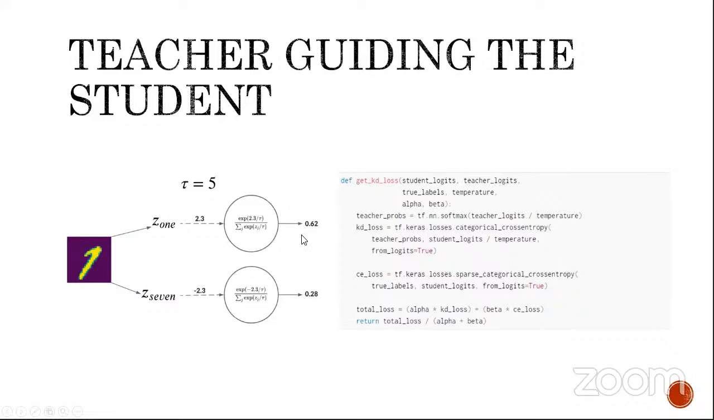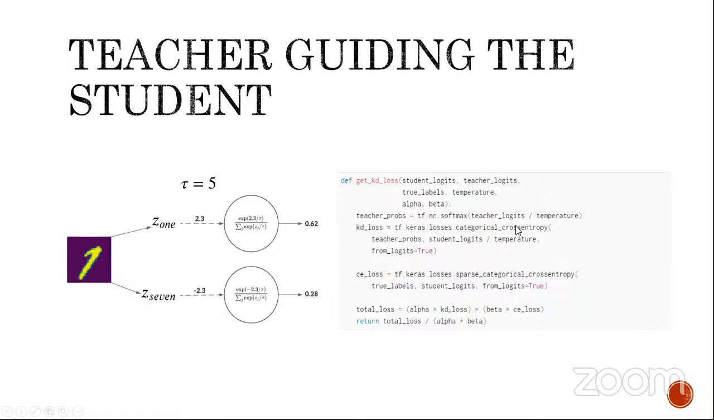So here you can see the teacher logits are divided by this temperature to get the teacher probabilities. Similarly, the student logits are also divided. And then we calculate the categorical cross-entropy loss.